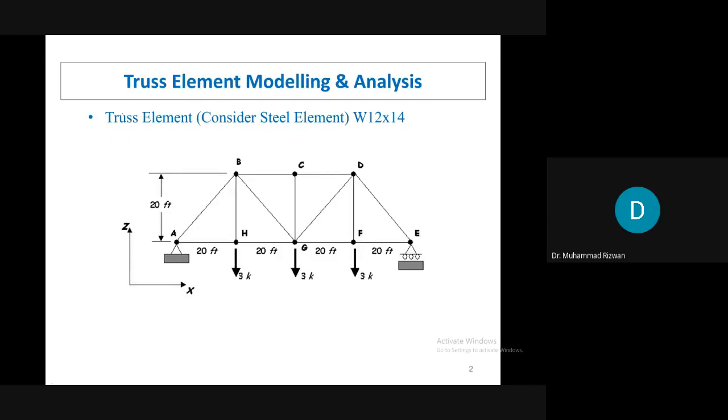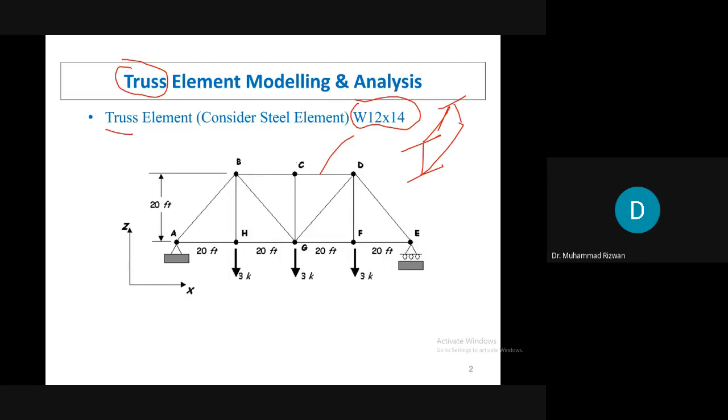So you are already familiar with truss type structures. Here we are going to see how we can actually model a truss type element or problem. Here you can see the element section is given. It is a W12 by 14, a steel I section, something maybe like this. And now you can see the geometry of this truss.